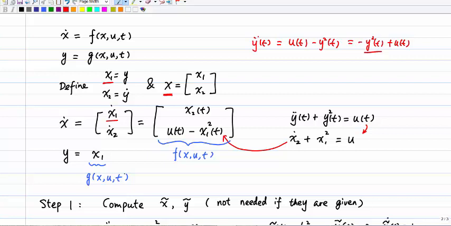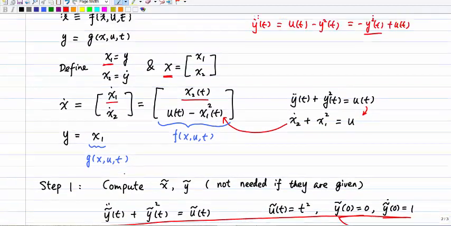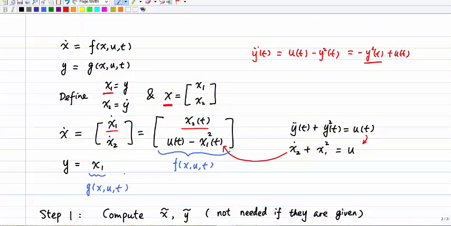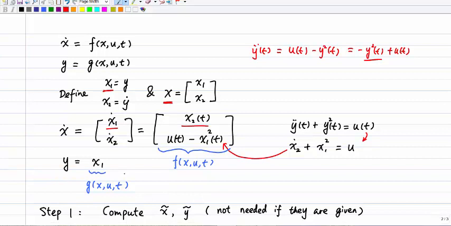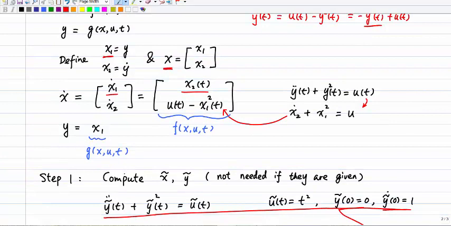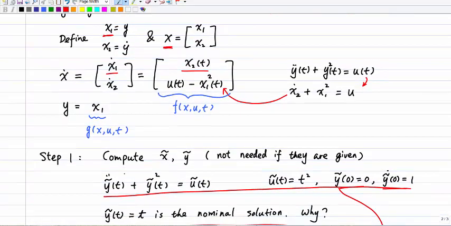So this is what we call the f function. It has two functions over here: one is x2(t), which is pretty simple, and the other is u(t) minus x1(t) squared, and of course y will be just x1. We can call this step 0: you just write the system as x dot is f(x, u, t), y is g(x, u, t), if needed. Now let's move to step 1, which is computing x tilde and y tilde.